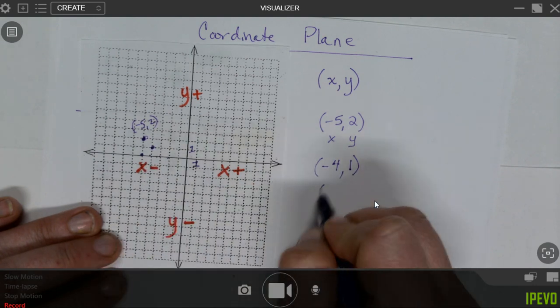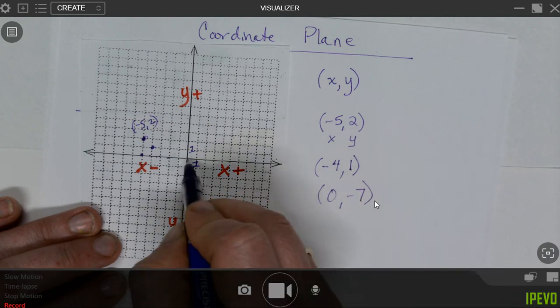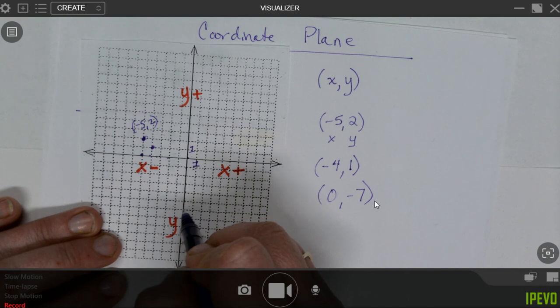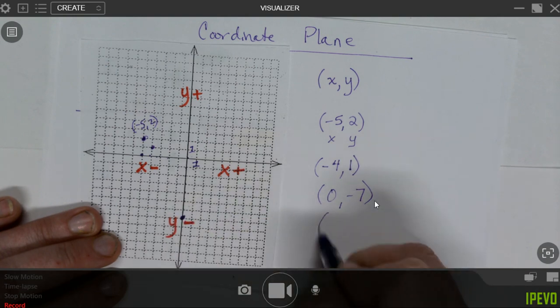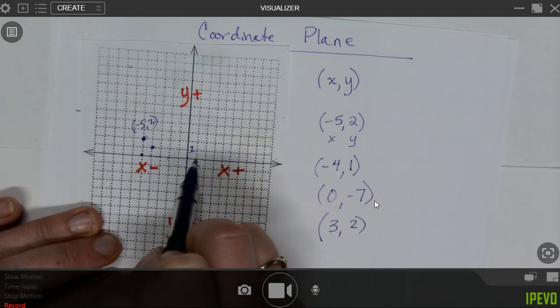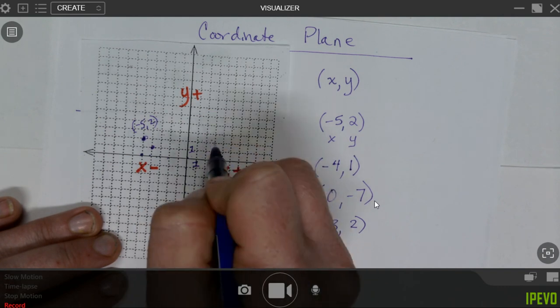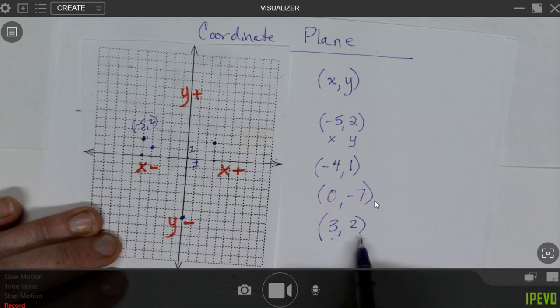What if I make it 0, negative 7? I go 0 on the x and down 7. 1, 2, 3, 4, 5, 6, 7. One more. 3, 2. Means 3 on the x, 1, 2, 3, up 2 on the y. Positive on the x, positive on the y.